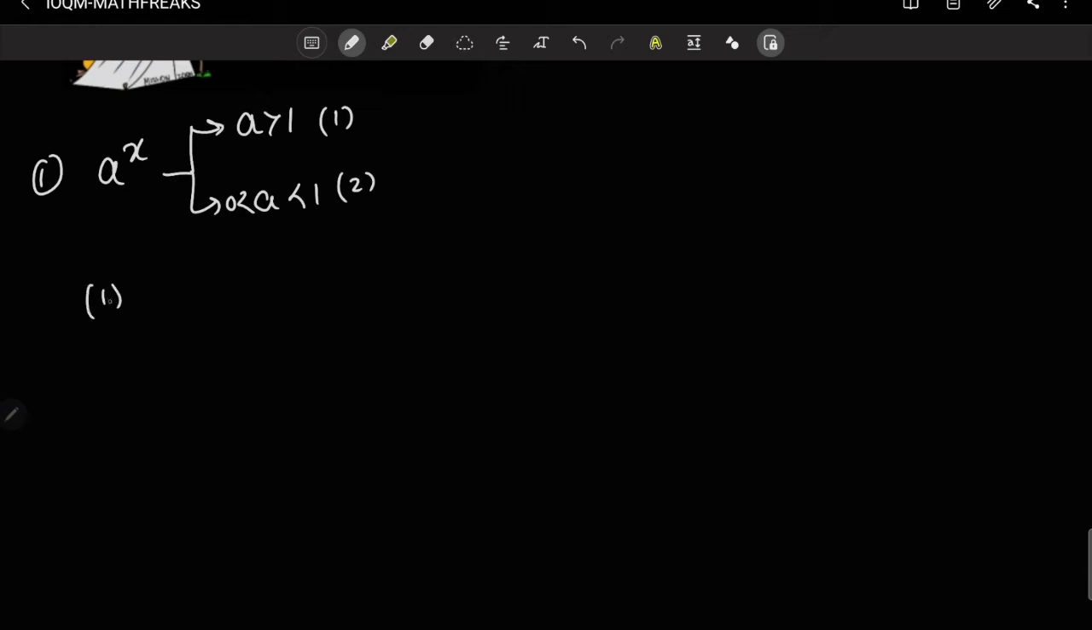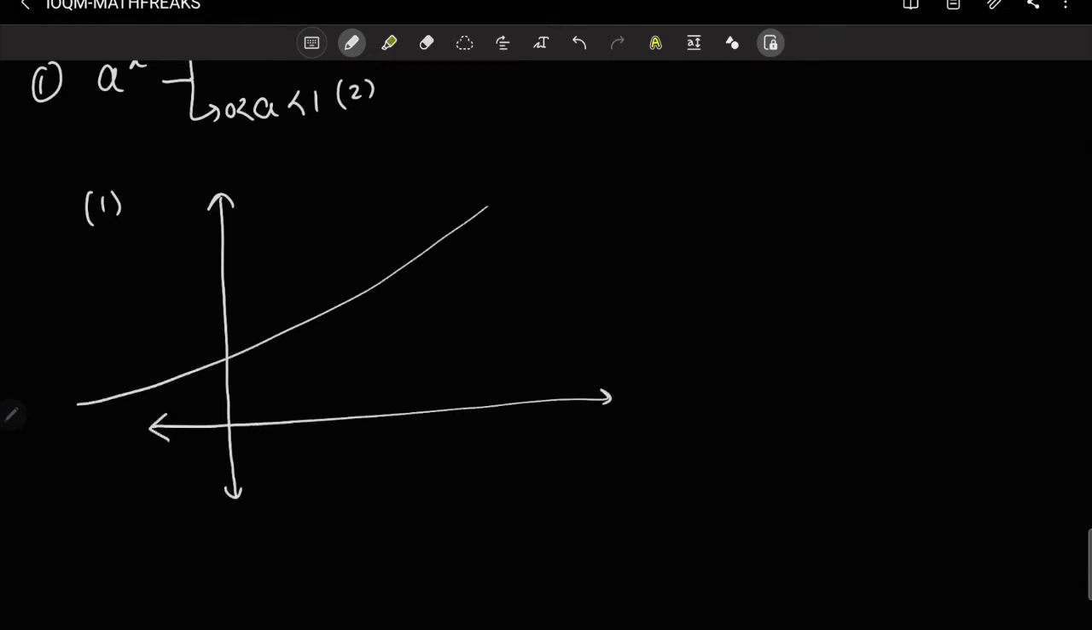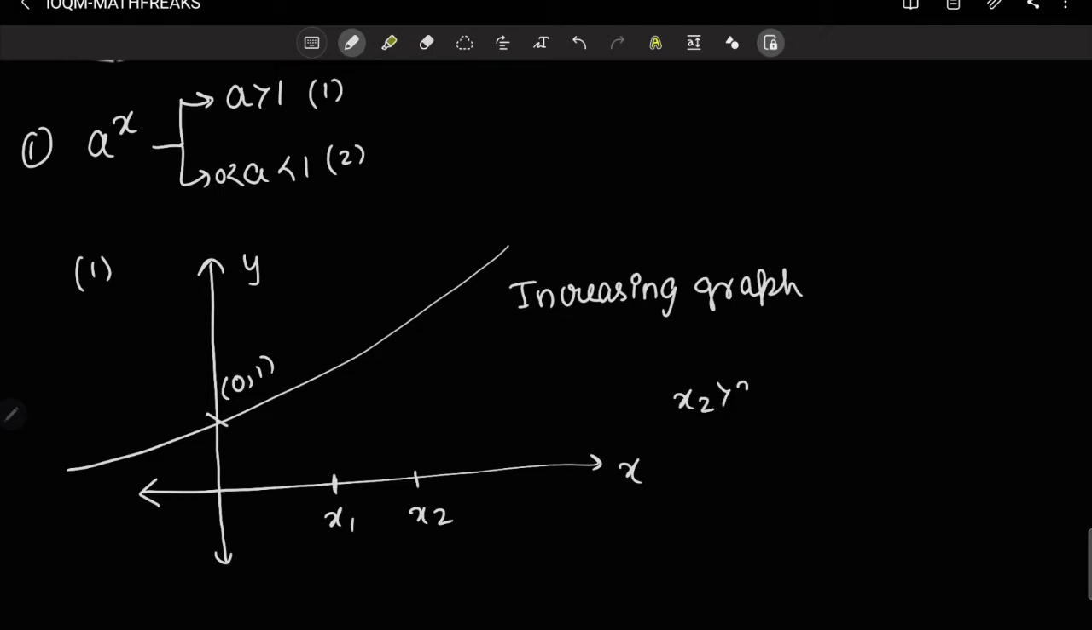For the one where a is greater than 1, we will have a graph something like this, and it will cut the y-axis at 0 comma 1. Now this is called an increasing graph. Why increasing? Very simple. If you check the values of x, say this is x1 and this is x2, we can clearly say that x2 is greater than x1.